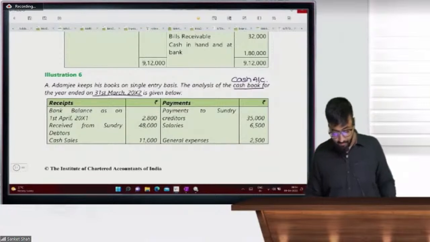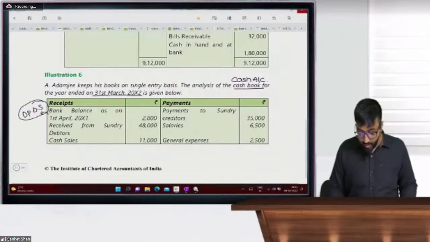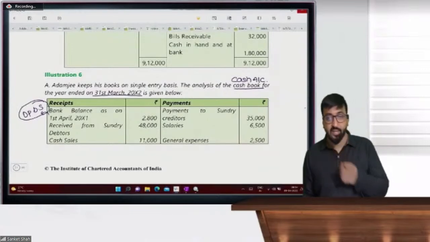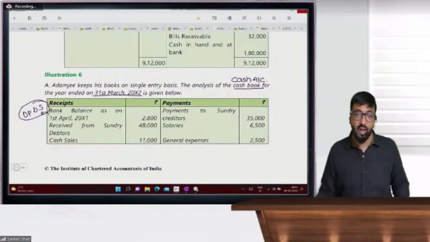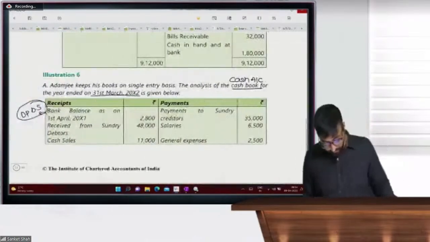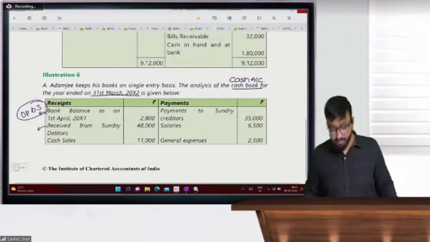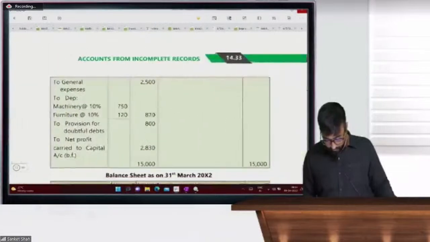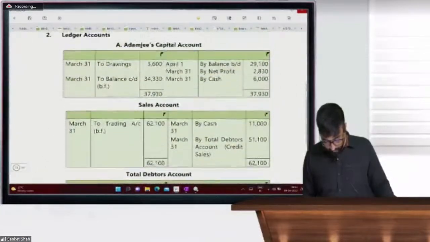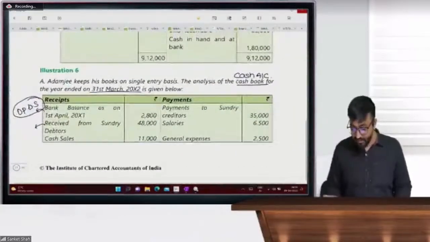Bank balance as on 1st April. So this is the opening bank balance. We will record it in the opening balance sheet. One effect is in the cash account and the second effect will be on the asset side. If you don't want to prepare the cash account, it's okay. Received from debtors: cash account debit side. No need to prepare the cash account once again because the cash account is given correctly in the question.